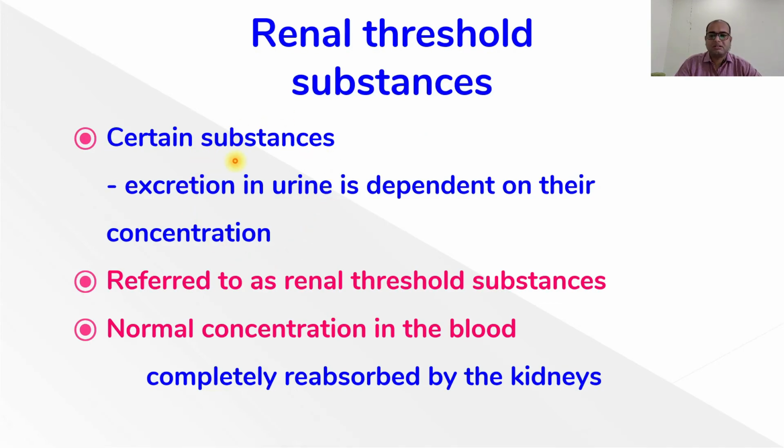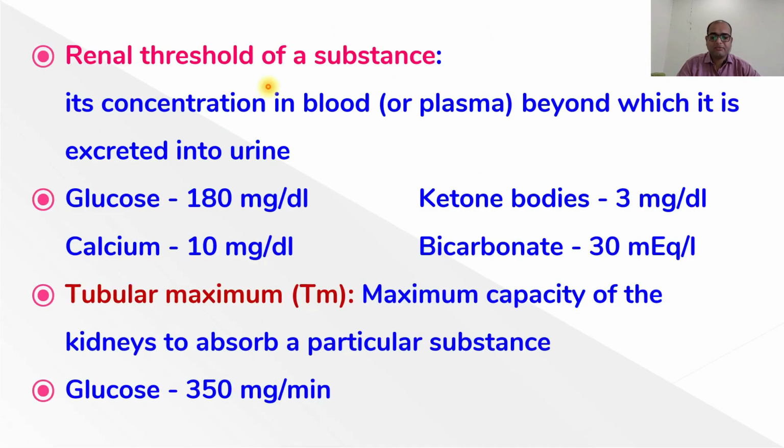Here, for some substances, take the example of glucose, their excretion into the urine depends on their concentration. What we consider a renal threshold substance means that if their concentration is below a particular value or normal concentration, they will be completely reabsorbed. They will not get out into the urine. But at a particular point, if the concentration is beyond that point, they will start coming out, or being excreted, into the urine.